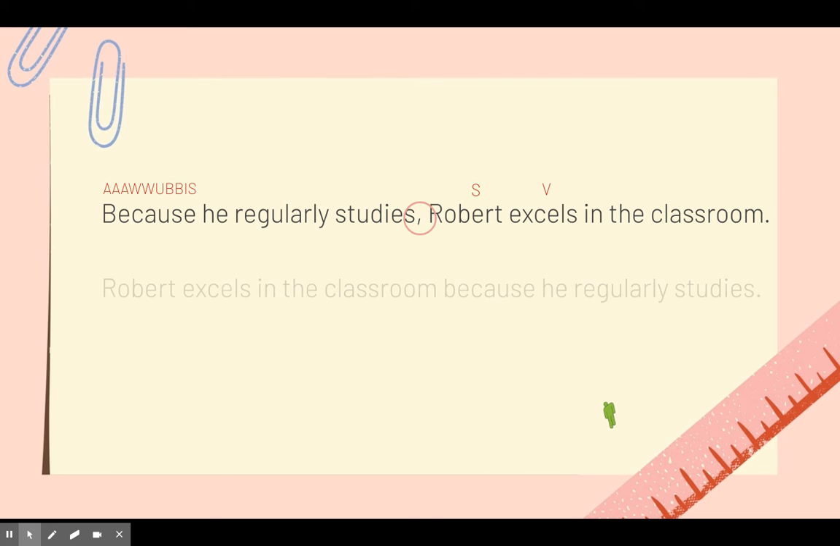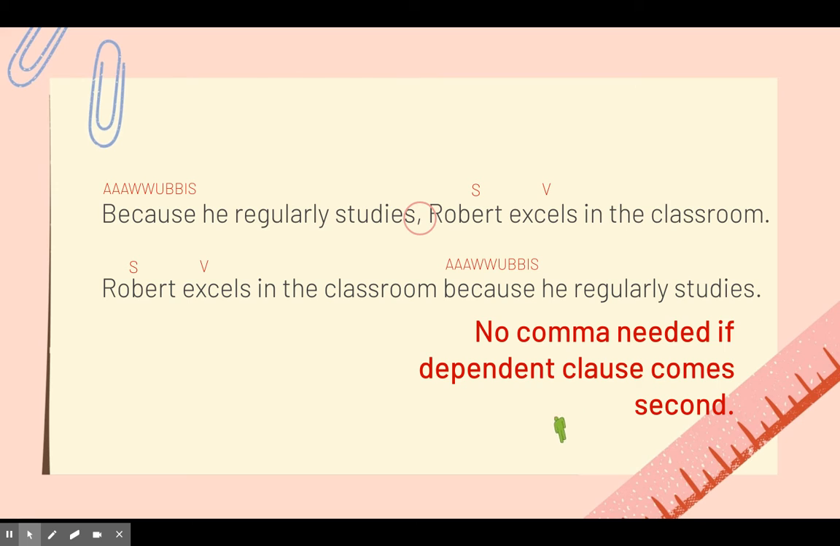Okay. If you flip it, look, I flipped it. Robert excels in the classroom because he regularly studies. So again, I have my subject verb and my awubis is now in the second half. You don't put a comma if the dependent clause comes second, guys. Okay. And this type of sentence is called a complex sentence.